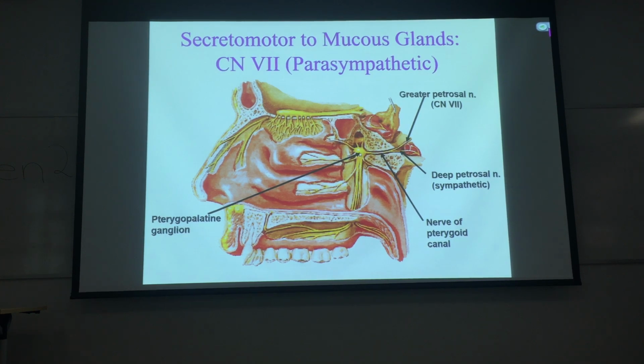ganglion. Parasympathetic coming from the greater petrosal. I'll talk more about that in a minute. But just understand, in the nasal cavity, there are mucosal glands that get parasympathetic innervation from cranial nerve 7 by the pterygopalatine ganglion. Question? Okay. Anybody have any questions about nasal cavity?